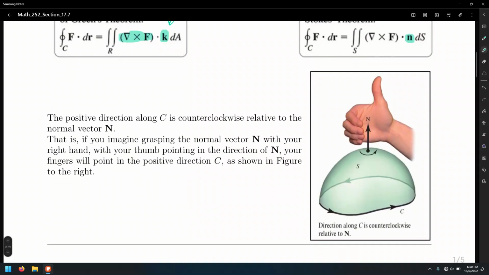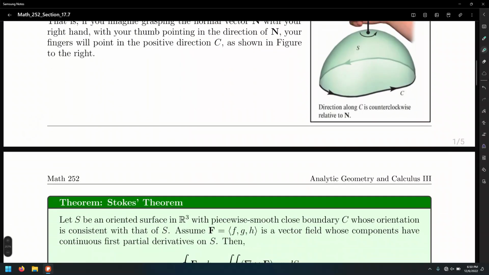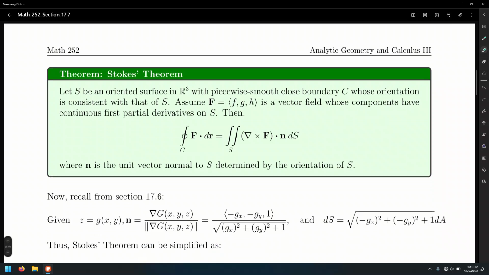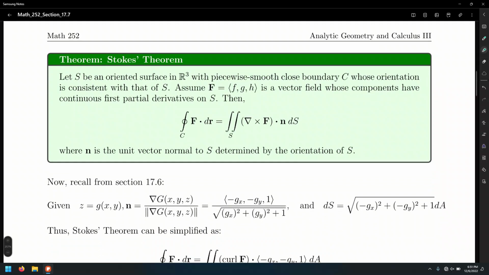That's the right-hand rule. And what's the Stokes' theorem? Well, in general, the definition: we have S, a surface oriented in R3 with a piecewise smooth closed boundary C, whose orientation is consistent with that of the surface S. And we're going to have a vector field composed by F, G, and H, and that vector field has continuous first partial derivatives on the domain of the surface.